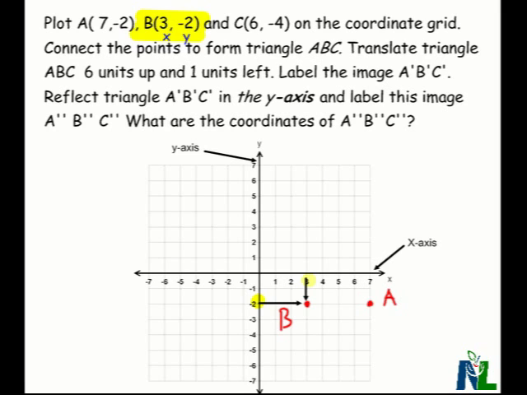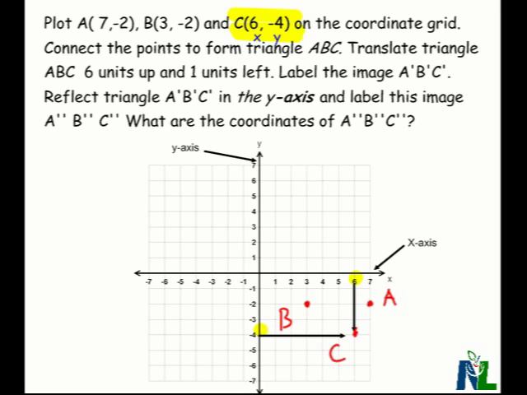Next, we look at point C. The x-coordinate of point C is 6, located here. The y-coordinate of C is -4, located here. When we see where these two lines meet, it would be at this point, which we can label point C.